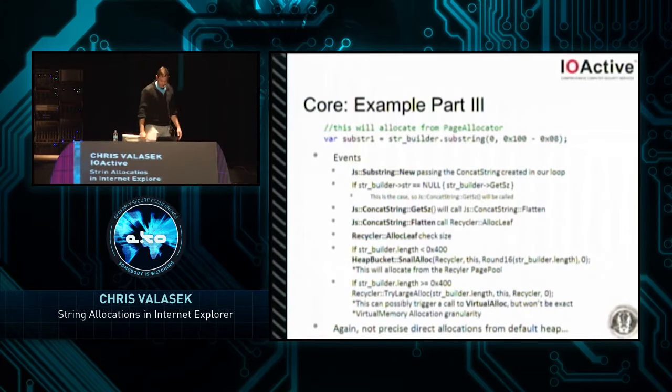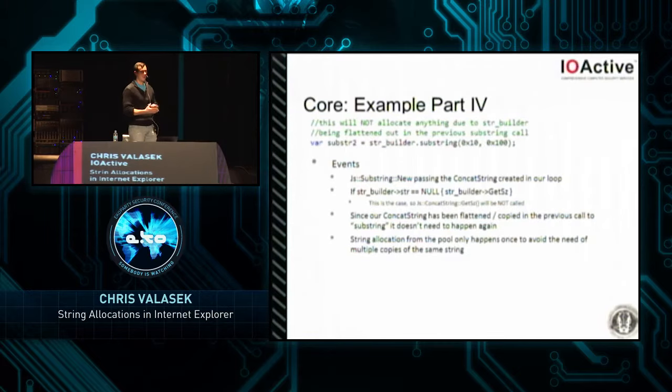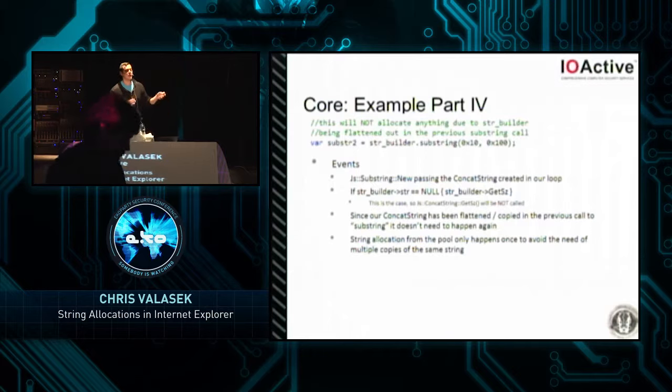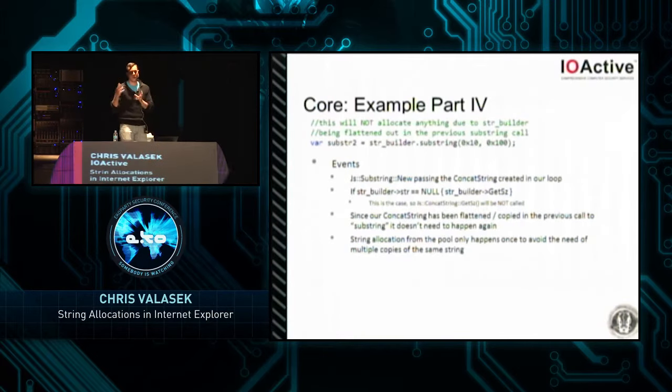You want to ensure that they work. But as we saw again, no direct allocations really occurred from the default process heap. The second substring, since the concat string has already been flattened out and allocated from virtual memory or another piece of the recycler, nothing really happens here. It basically just updates some values with certain pointers. So only the first time that you call substring on an object will it actually result in a potential allocation. All subsequent calls to this method are just going to update indexes and pointers. So while you can't really loop a substring operation with a single object.